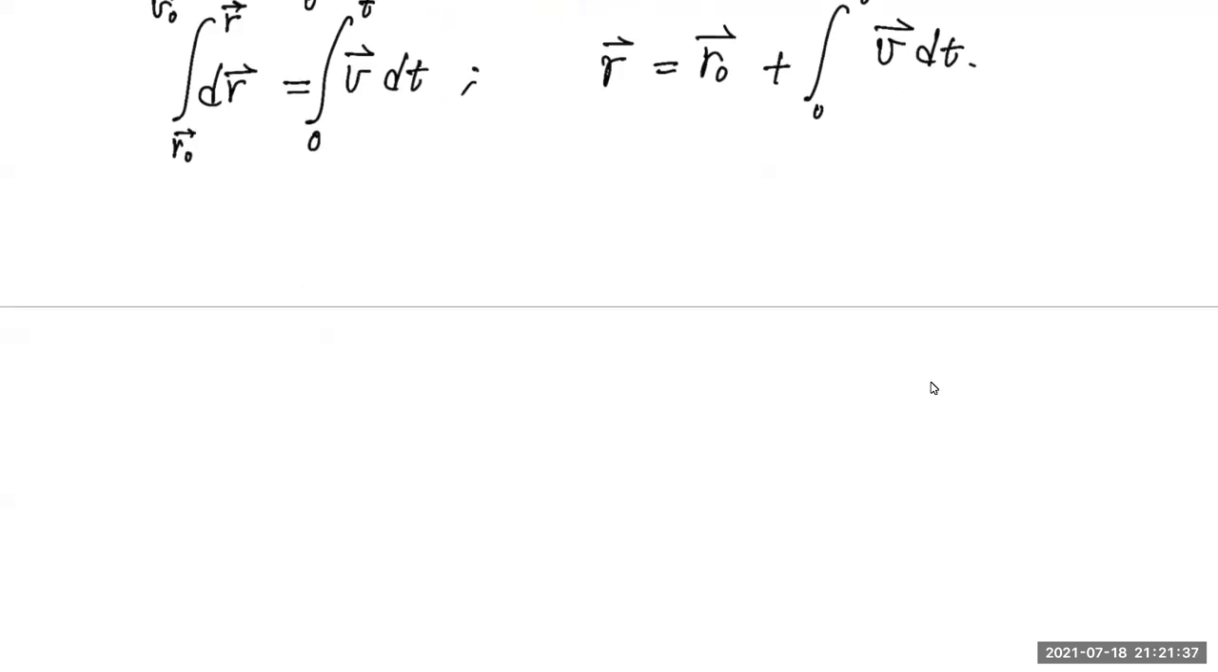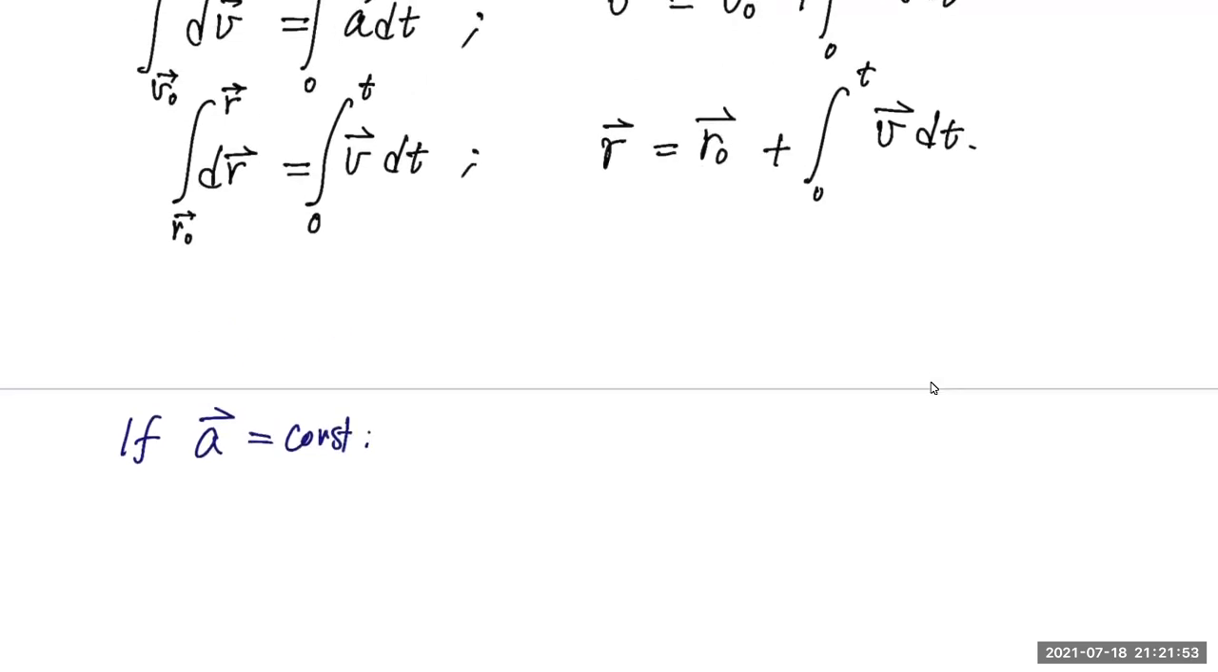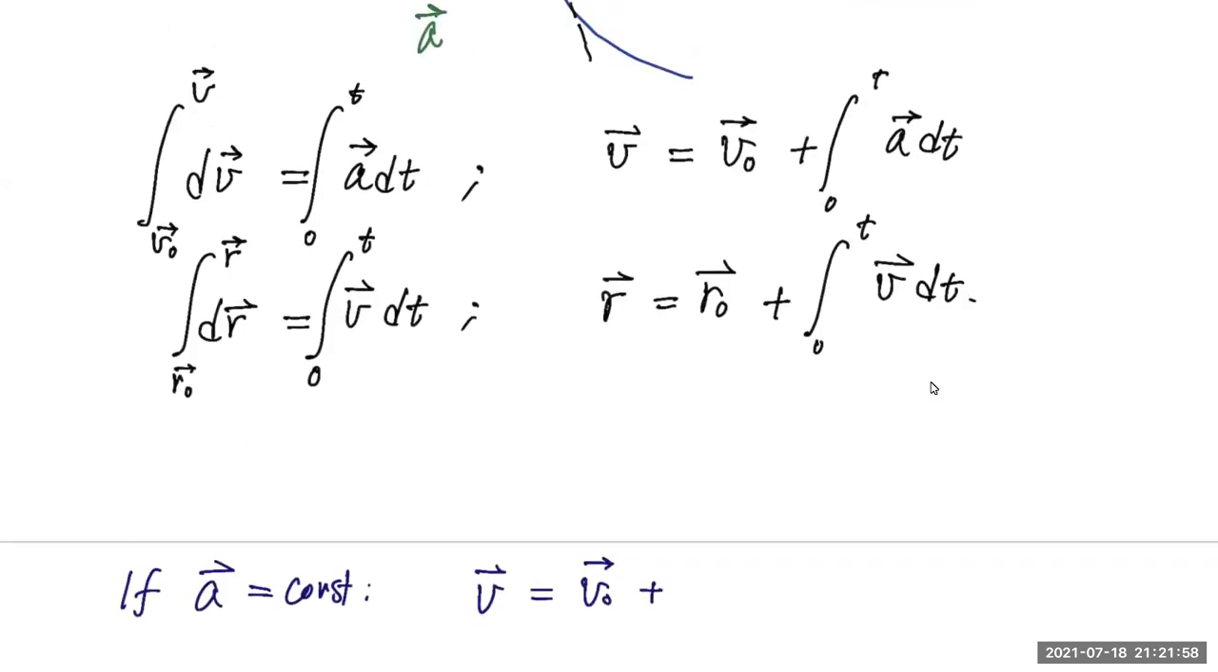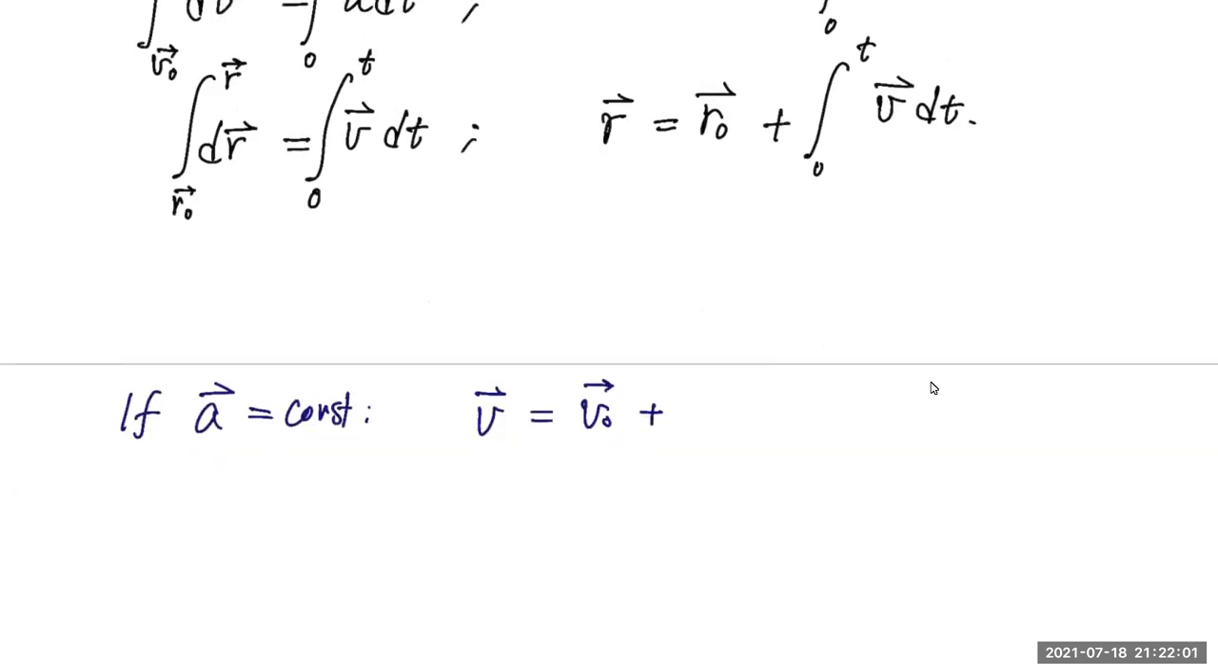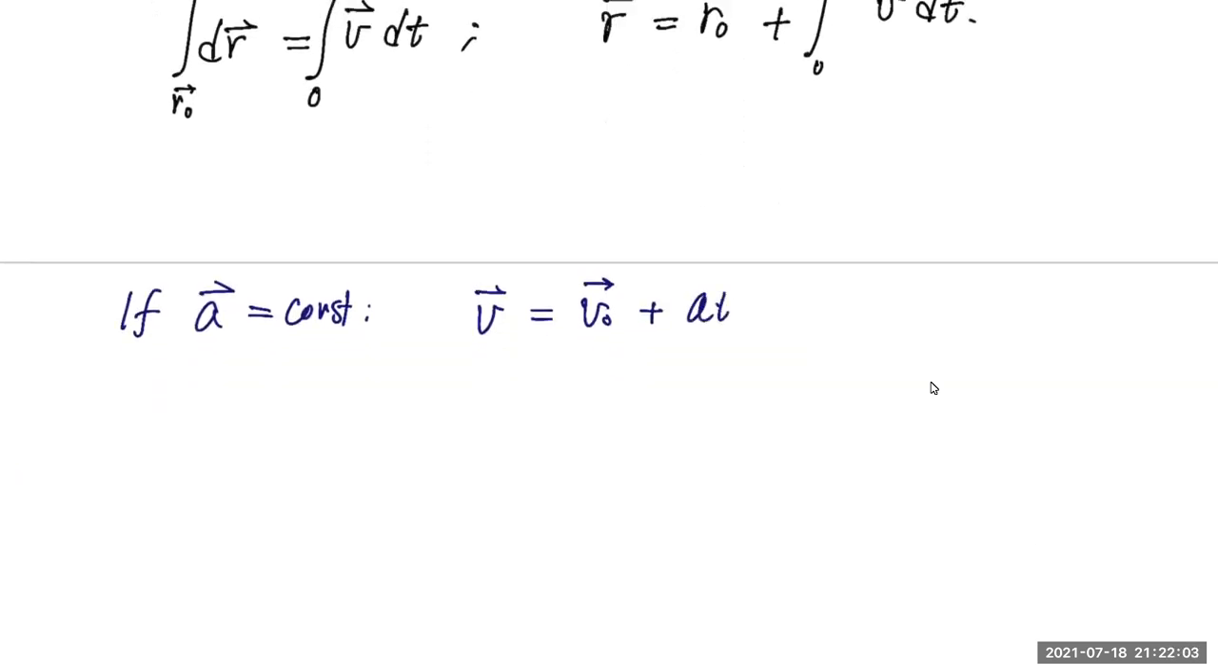So let me write that down now. If a is a constant, then what can we say about v? We can then finish this integral. It's v naught plus what? Well, integral of a dt, a is a constant, take that out, it's at. Even though v naught and a can have totally different directions, so the final velocity and initial velocity may not be along the same direction at all.